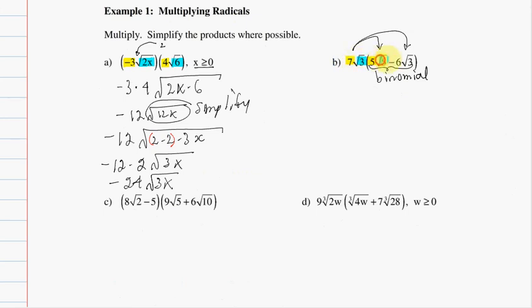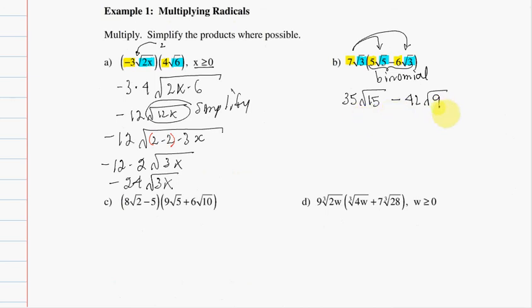and then our radicals. So 7 times 5 is 35. The square root of 3 times the square root of 5 is the square root of 15, and then minus. And once again, multiply our coefficients, and then multiply the radicals. So that will give us 7 times 6 is 42, and root 3 times root 3 is square root of 9.